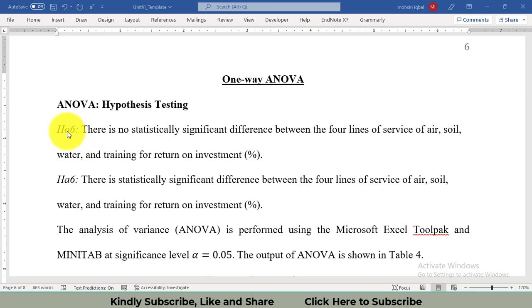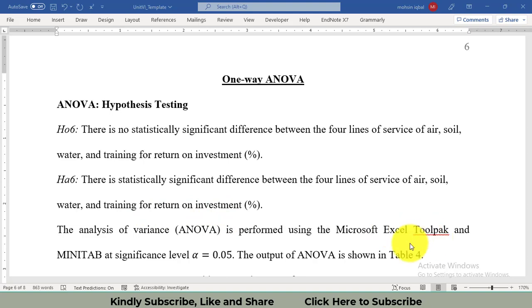Null hypothesis H0: there is no statistically significant difference between the 4 lines of service of air, soil, water and training for the return on investment. The alternate hypothesis, represented by HA: there is a statistically significant difference between the 4 lines of service of air, soil, water and training for the return on investment.